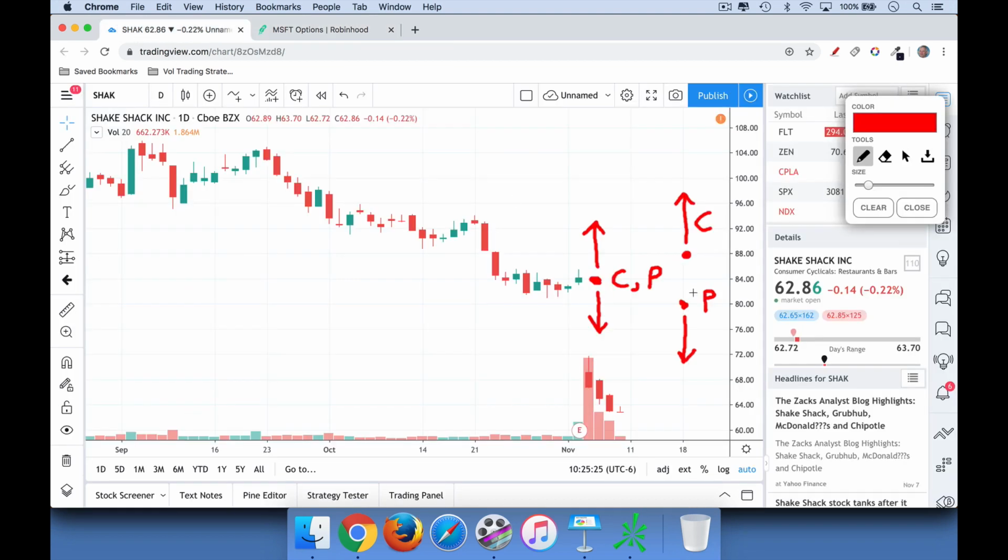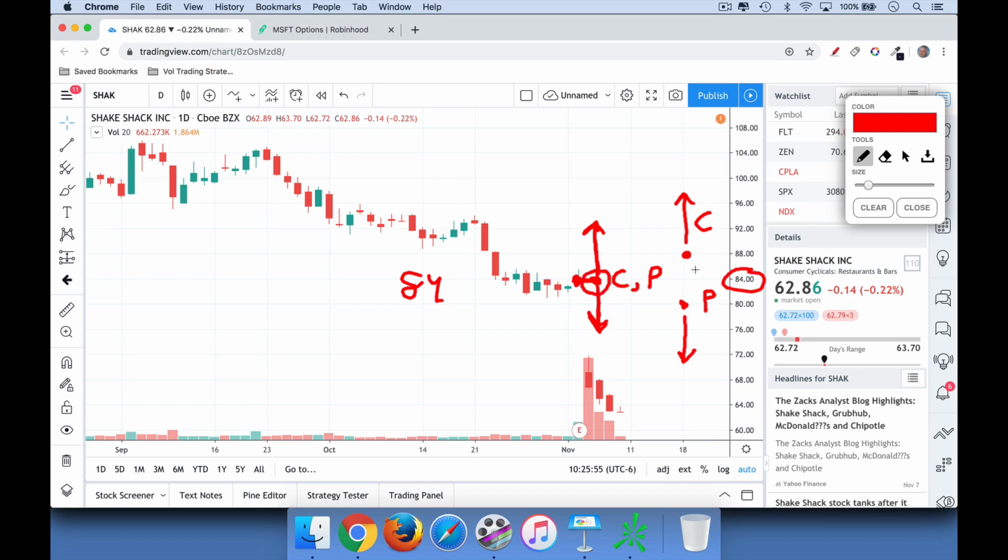So here we have the classic Shake Shack example. Before earnings, Shake Shack was trading right at around 84, which is right here. And so in the previous example from the long straddle, we bought a straddle right at the money, right at 84. And so we bought the call and the put right here at 84. And so we were betting on a move up from that point or down from that point. That's a long straddle. And again, the long call and the long put will both have the same strike price.